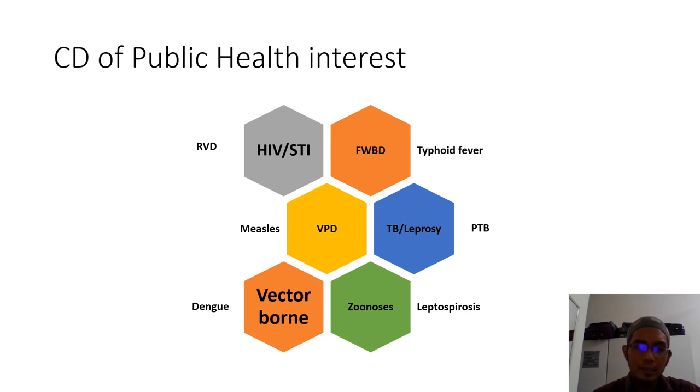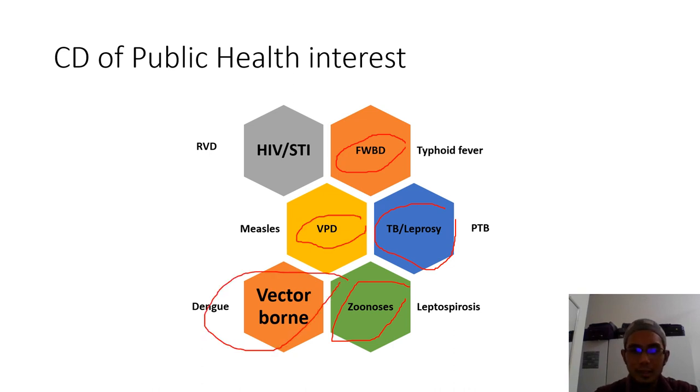For this session, for this e-learning lecture, we will focus on these key areas according to the Jabatan Kesihatan Negeri, or State Health Department units. Basically we have food and waterborne disease, TB, leprosy, zoonotic diseases, vector-borne diseases, and also vaccine-preventable diseases. These are the examples. We will come to that later.